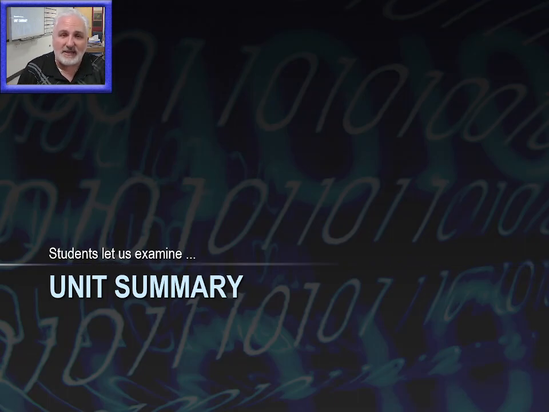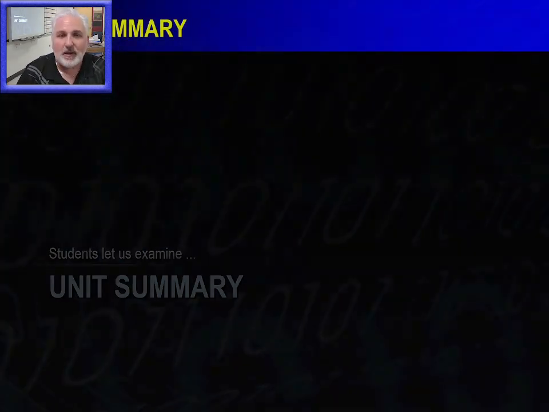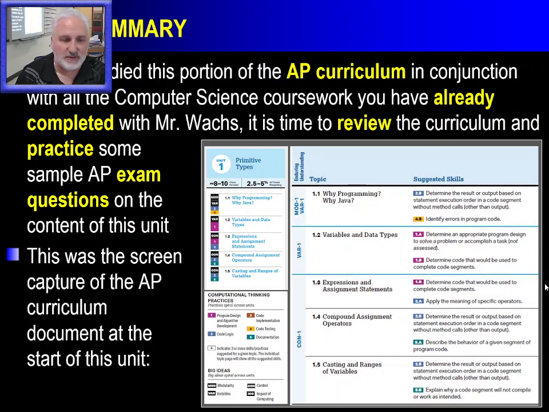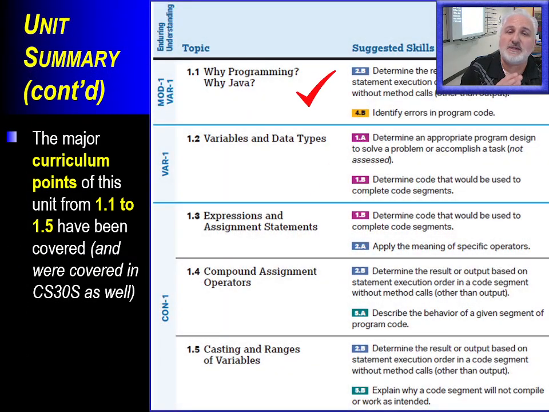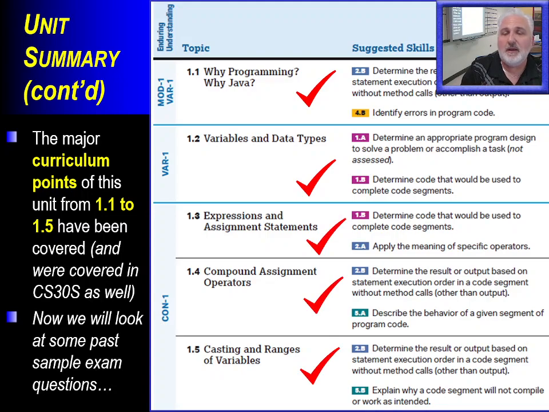All right, let's summarize this video and summarize this AP unit. So let's take a look at what the unit said. Having studied this with all the computer science coursework, having already completed all this in various computer science courses with me, let's review this and take a look at a sample type AP question that could come up from this curricular content. So this goes from 1.1 to 1.5, as we just stated. Here you can see them all checked off. Why programming? Why Java? Variables and data types, expressions and assignment statements, compound assignment operators, casting and ranges of variables.